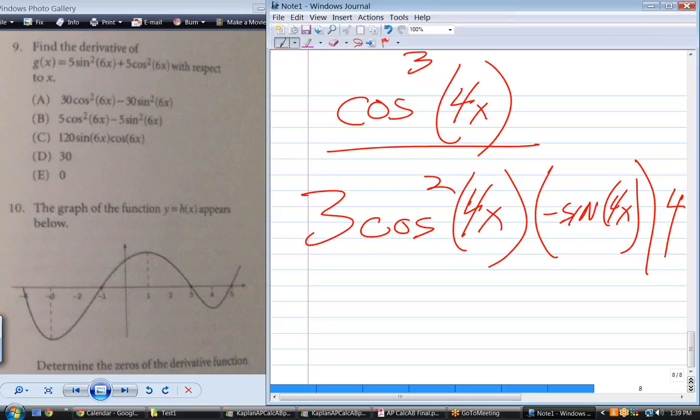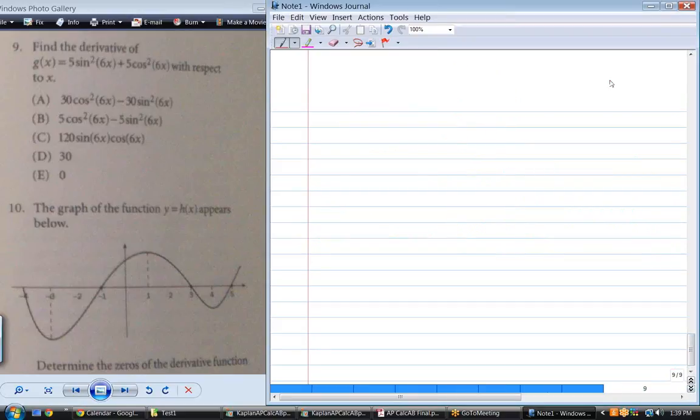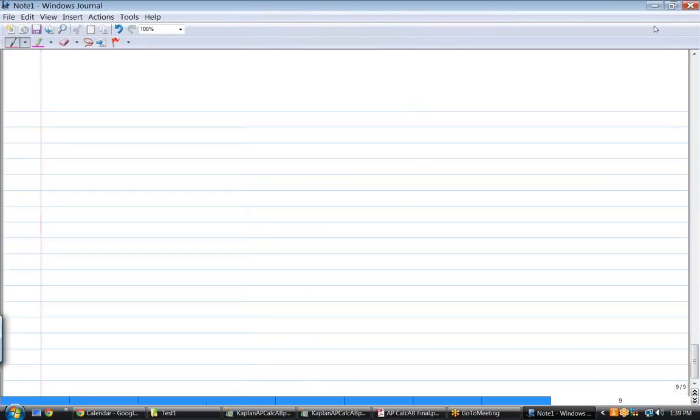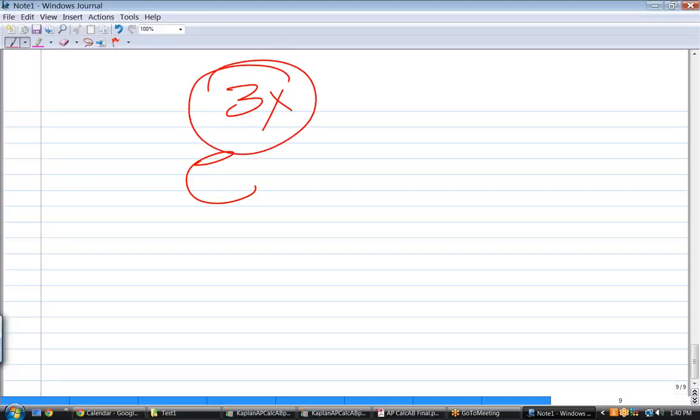I don't know how much exposure you got to that. But the biggest thing to remember when you're doing the chain rule is what would you make the inside? If I had this and I wanted to differentiate that, what's the inside? It's that. In other words, if I let u equal 3x, then I'm going to have to differentiate e to the u, which I know how to do. That's e to the u.